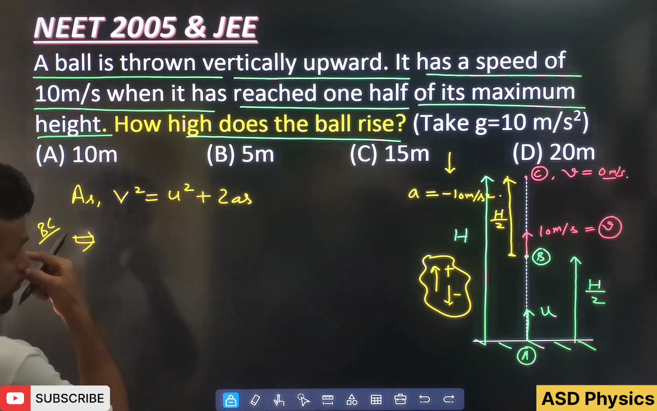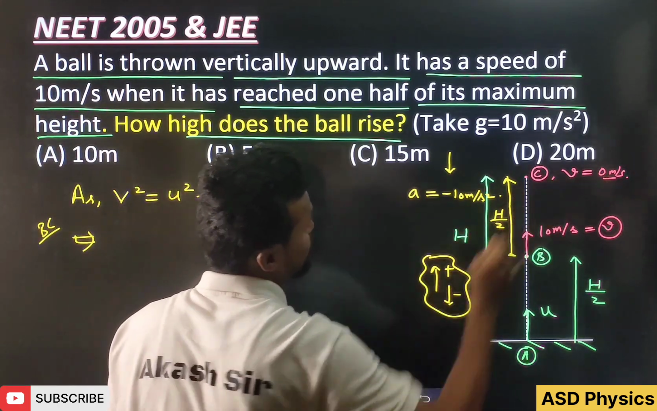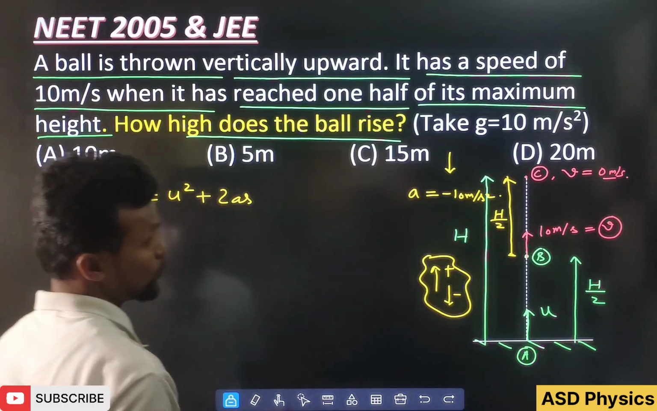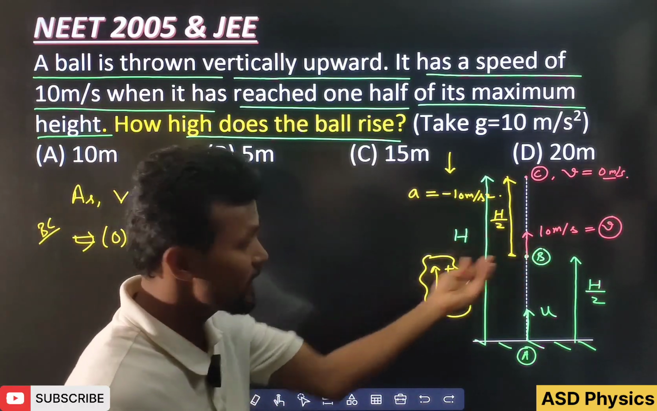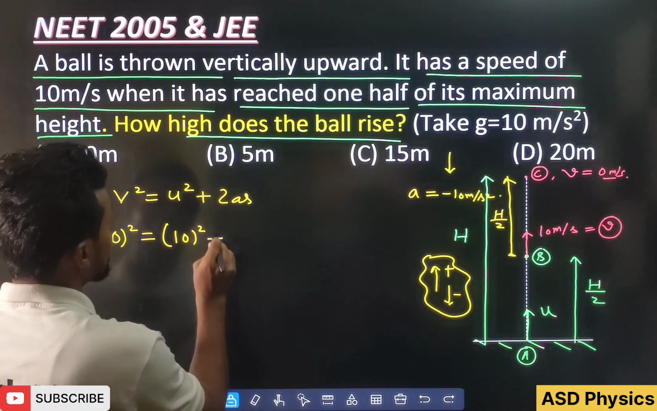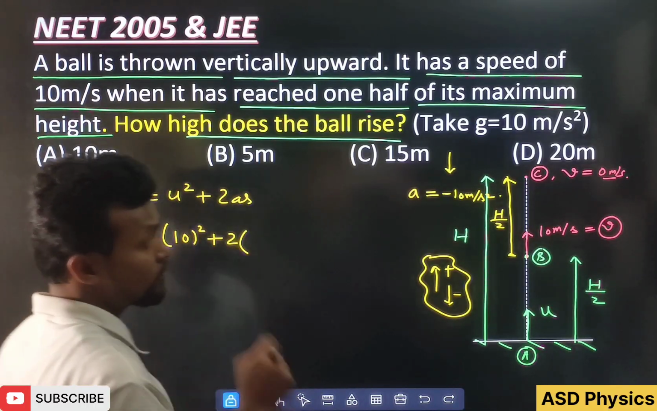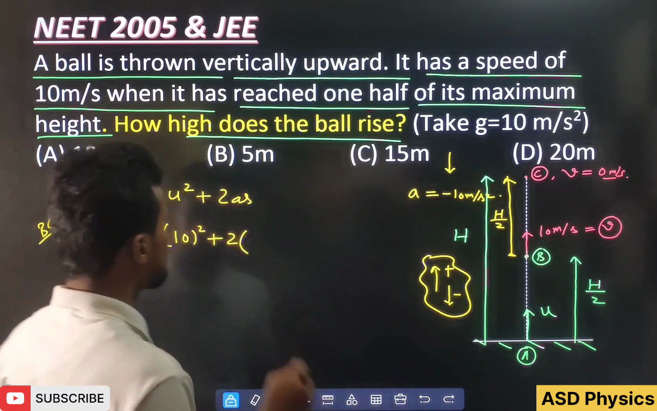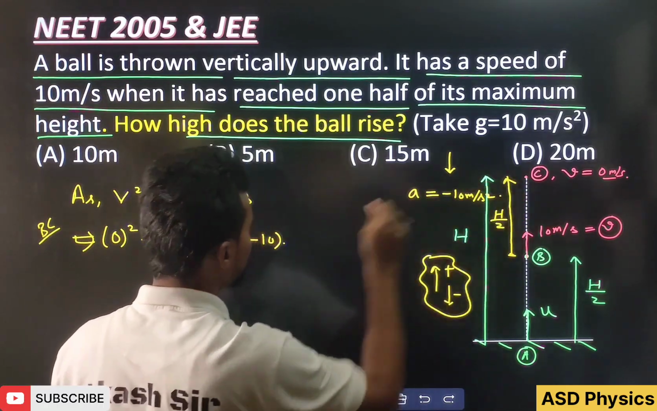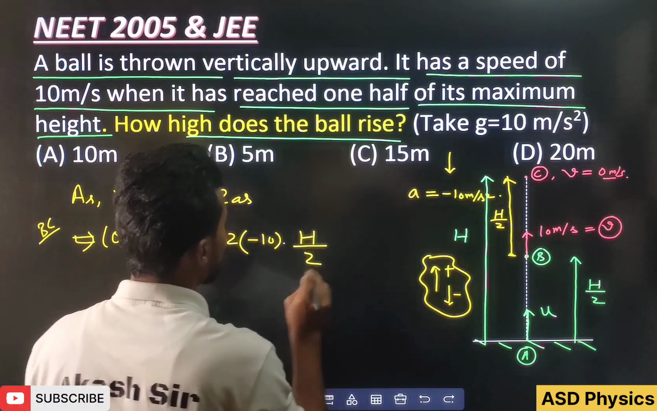Okay. So what will happen here? Final point velocity, how much? 0. So 0 square is equal to u, how much here? 10 plus 10 or minus 10? Upward, plus. Plus 2 into a. A value, how much here? You can see very well, minus 10, gravity acting in the downward direction. Minus 10, and displacement B to C, how much? H by 2.